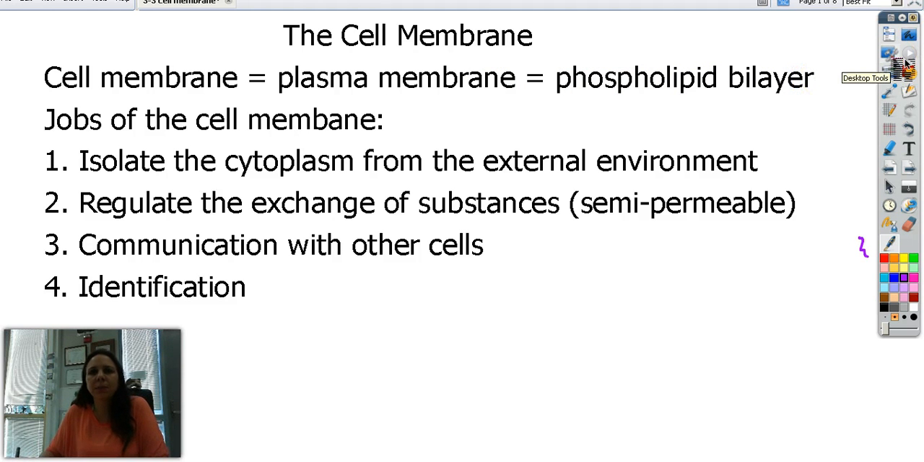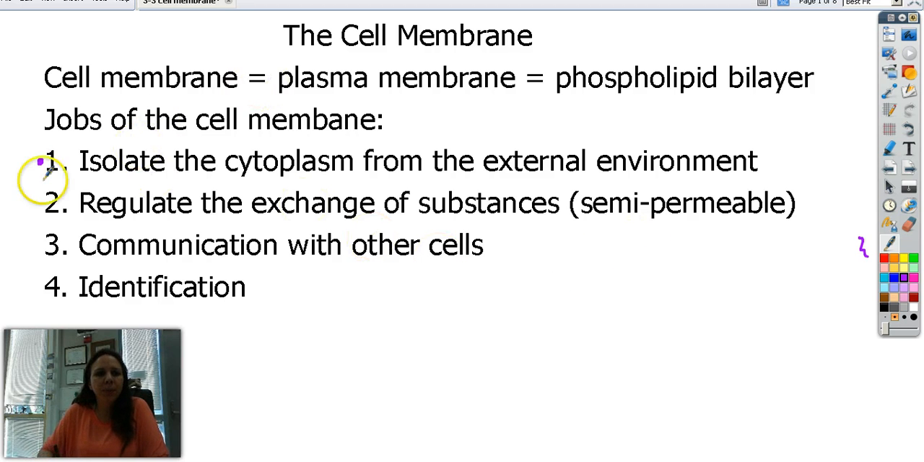The cell membrane has many jobs other than just holding a cell together. One of the first jobs that it has is to isolate the cytoplasm from the external environment, because we don't want what's inside the cell mingling with what's outside of the cell. We want to keep them separate from each other. So the membrane helps prevent any sort of exchange of materials that the cell doesn't want.